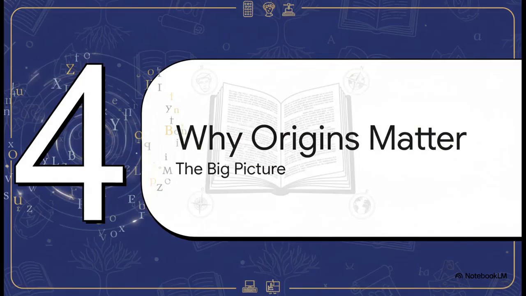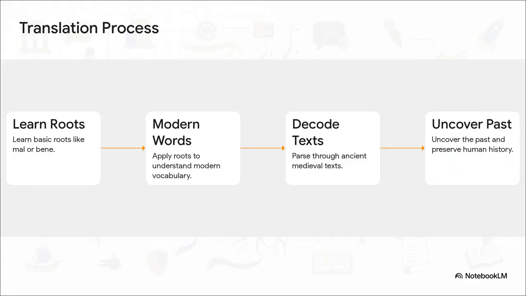Taking a look at the big picture. So the crucial point is tying this entire journey together, from the tiniest morpheme to the largest historical text. Learning is a direct continuum here. Step 1, you learn the basic roots, like mal for bad or bene for good. Step 2, you apply that to understand a modern vocabulary word, which gives you an edge in your daily reading.